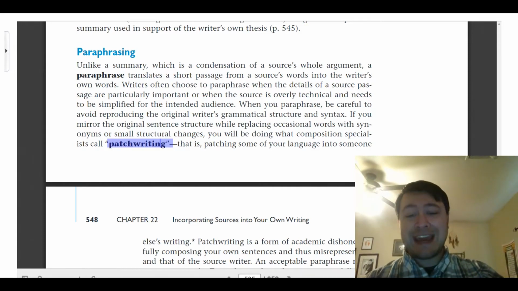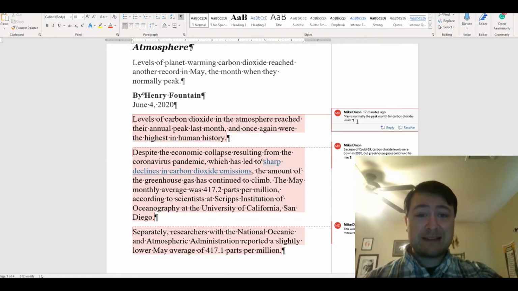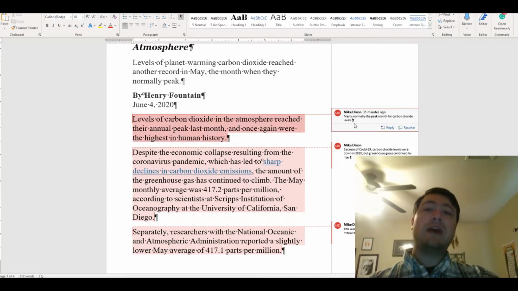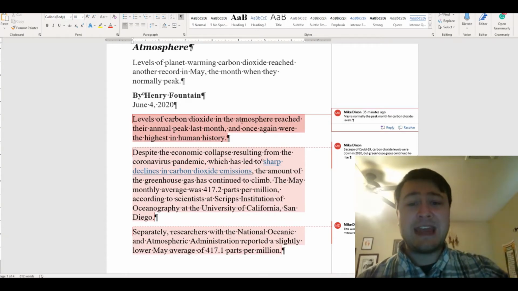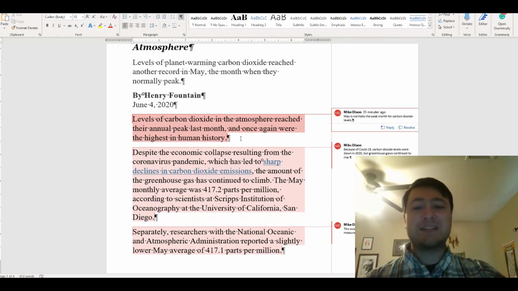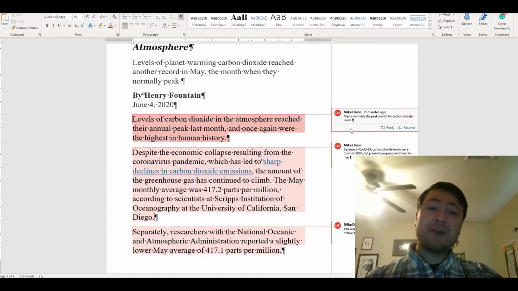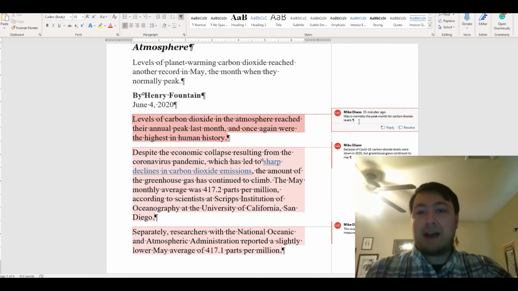So when creating your own paraphrase, even if it's of one sentence, this is the example that I created. Remember, the original text says levels of carbon dioxide in the atmosphere reached their annual peak last month, and once again were the highest in human history. I paraphrased that and said, May is normally the peak month for carbon dioxide level.